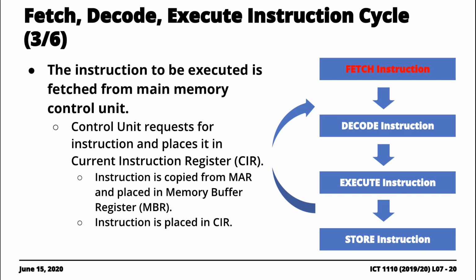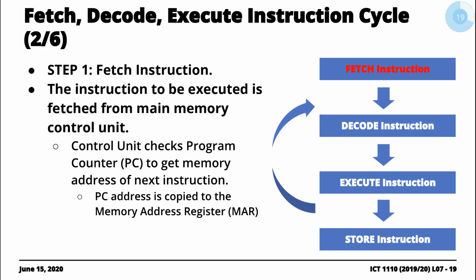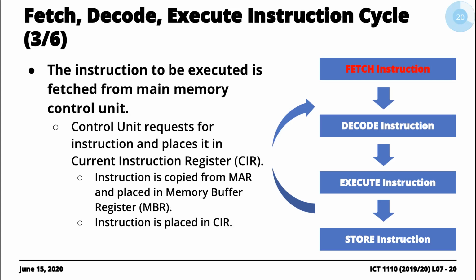So observe what's happening here. The instruction that needs to be executed has its address being pointed to by the program counter. The control unit will get a copy of that address and then copy it to the MAR, the memory address register. And then the control unit will get that instruction and put it in the current instruction register. Right? And then the instruction is then copied from the MAR to the memory buffer register, right?